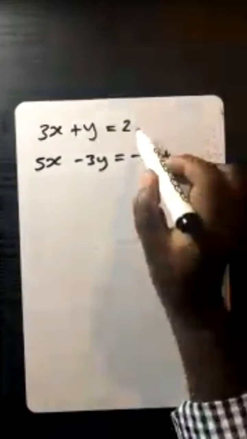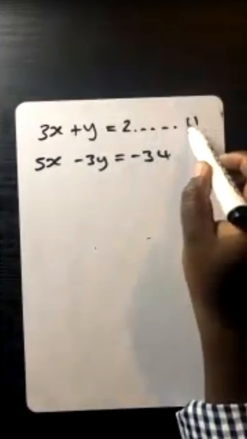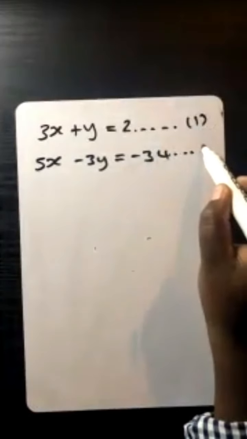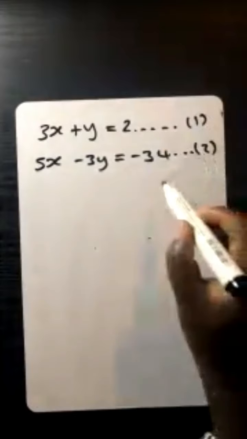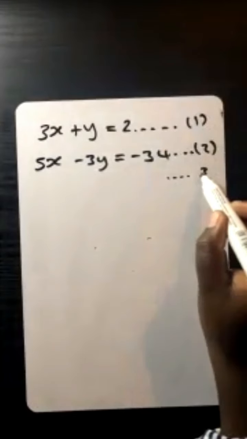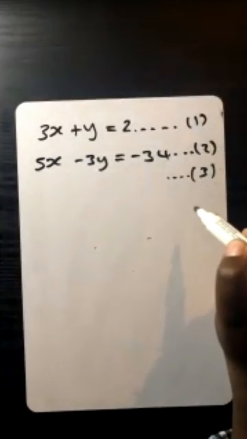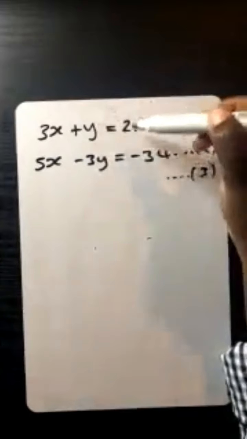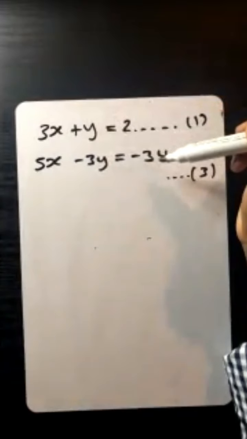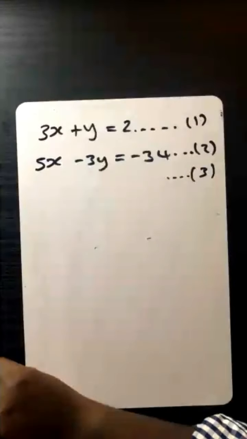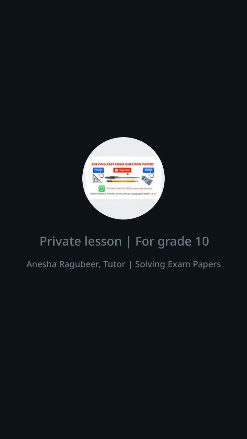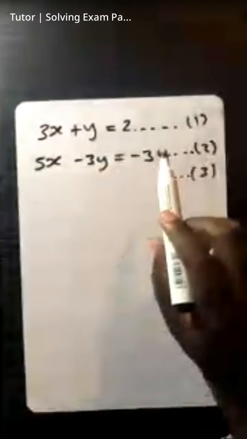So this one, you can take it as your equation number 1, this as your equation number 2, which means you need to derive equation number 3. Between these two equations, it seems like it's easy when you make y the subject of the formula. You cannot really say I would like to make x the subject of the formula, even though you can still do it, but you'll be complicating your life.